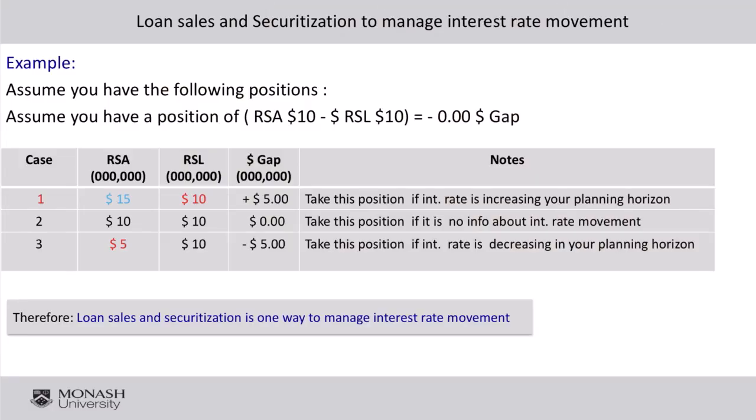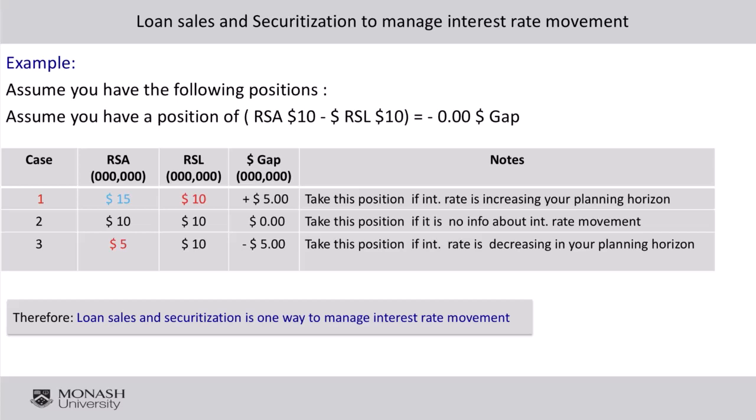Now, if you look at this slide, for example, we have 15, which is assets, and 10, which is liabilities, which you call risk-sensitive asset minus the risk-sensitive liability. We have around 5. Now, if we have a positive gap in this case and the interest rate is increasing, then in this case, the impact on the net interest income will be positive. And therefore, if I know that the interest rate is going to go up, it's time for me to buy loans.